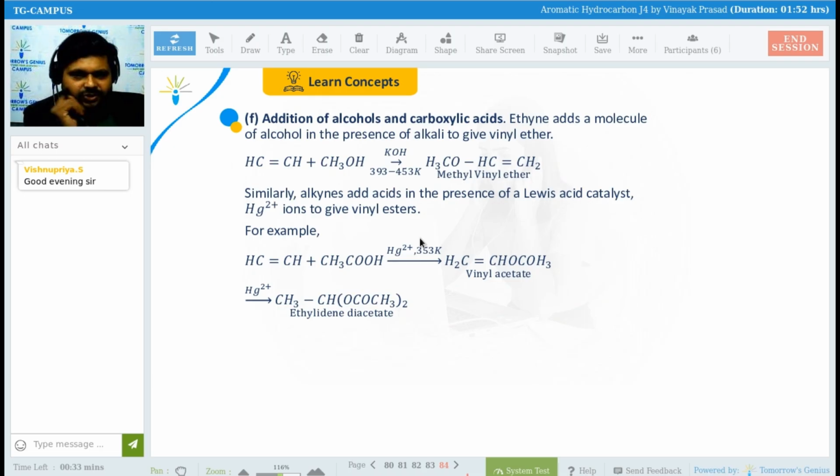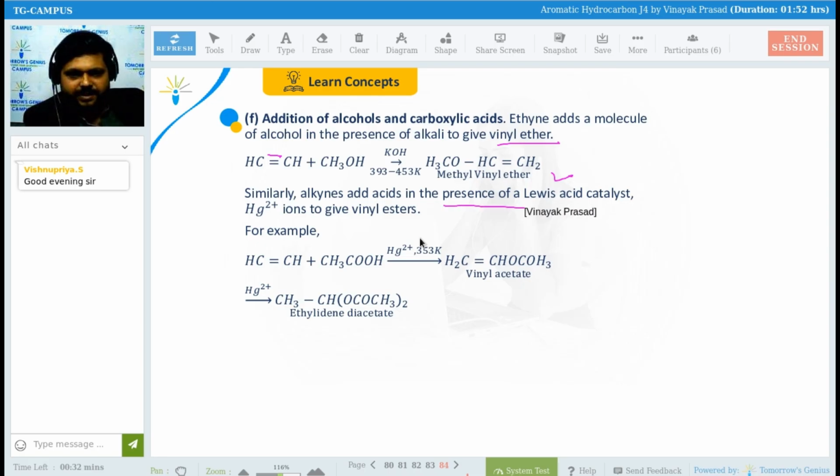Now we are going to see the addition of alcohol and carboxylic acid, right? Ethyne adds a molecule of alcohol in the presence of alkali to give vinyl ether. So see here, guys, what will happen in the presence of alcoholic KOH. So there will be what? Triple bond will be there. So alcoholic KOH, CH3OH is there. So what will be formed? Methyl vinyl ether will be formed.